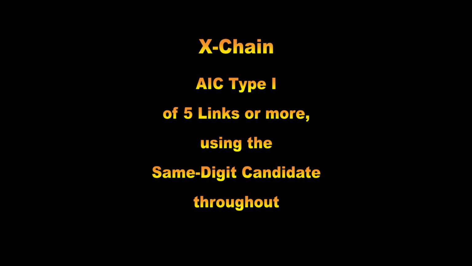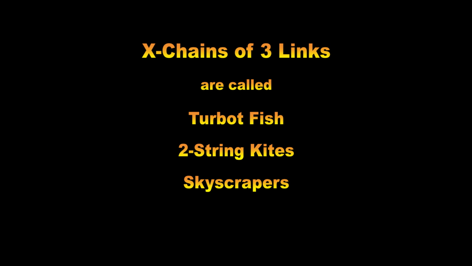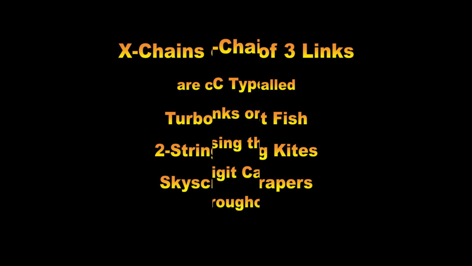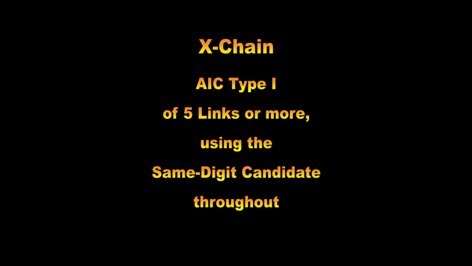As I said, when we use the term X chain, we are implying that the chain is longer than just 3 links, because we have special names for 3-link X chains, which are turbofish, 2-string kites, and skyscrapers. And of course, because we are alternating the links, and because the X chain must begin and end with a strong link, there will always be an odd number of links, like 5, 7, or 9, and so on. But please know that because an X chain is a single-digit pattern, it is probably not going to be much longer than 9 or 11 links. It will be a rare occurrence when you can link more than 12 instances of the same digit together.